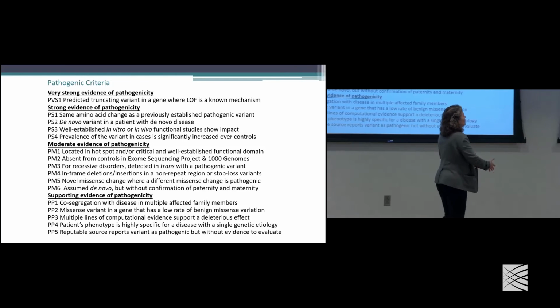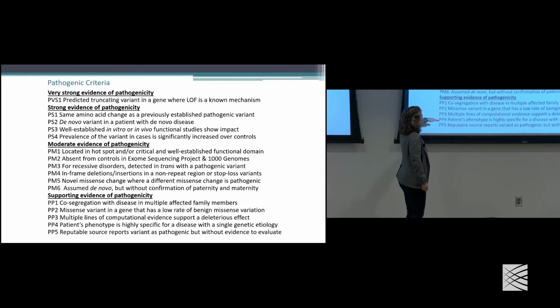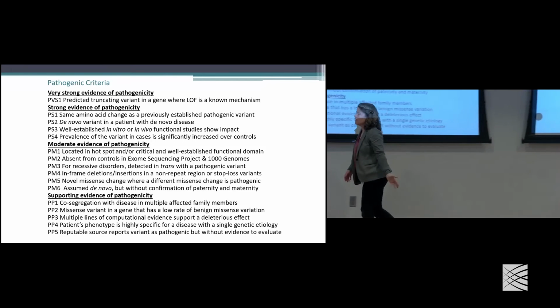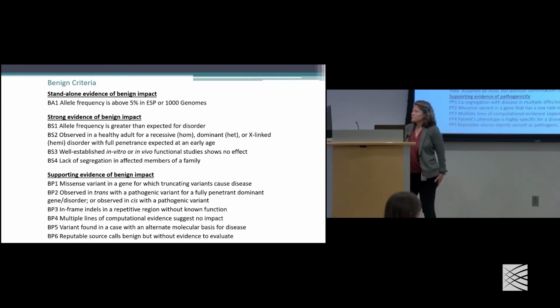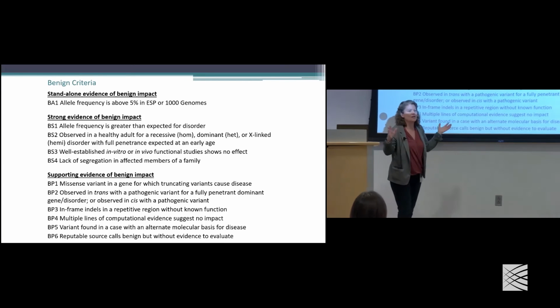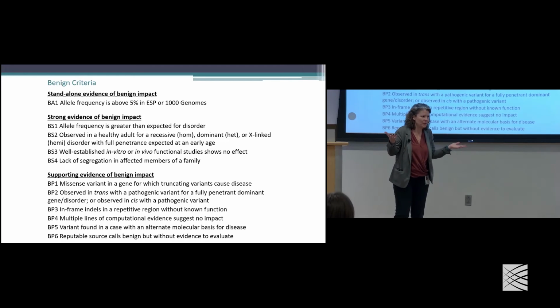So when we came out with the 2015 guideline, we defined all different types of evidence, and then what we believed was the level of strength of that evidence: supporting, moderate, strong, and very strong for these different types of evidence. And then same thing on the benign spectrum. We had standalone. The allele is highly frequent in the population. It cannot, by definition, cause a Mendelian rare phenotype.